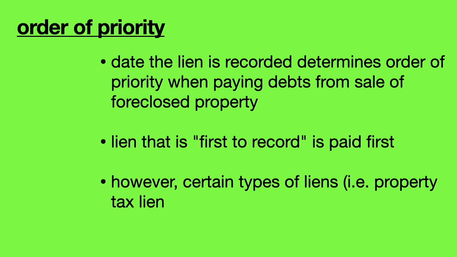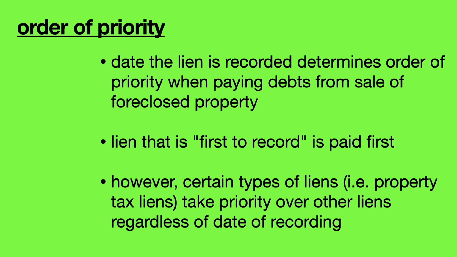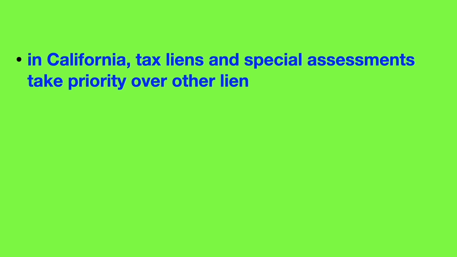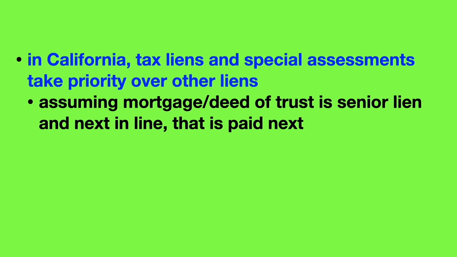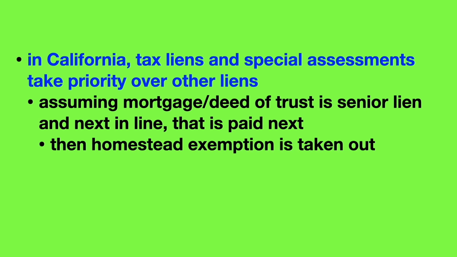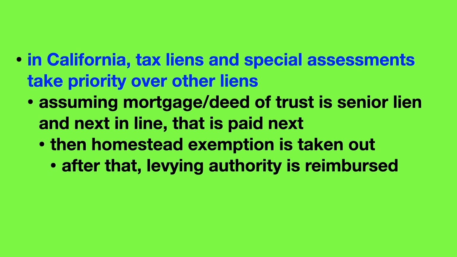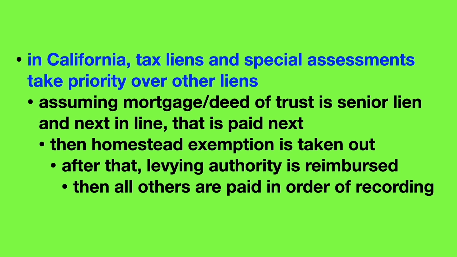However, certain types of liens, such as property tax liens, take priority over other liens regardless of the date of recording. In other words, certain liens get to skip the line. In California, tax liens and special assessments take priority over other liens. Assuming the mortgage deed of trust is the senior lien and is next in line, that's paid next. Then the homestead exemption is taken out. After that, the levying authority is reimbursed, and then all others are paid in order of recording.